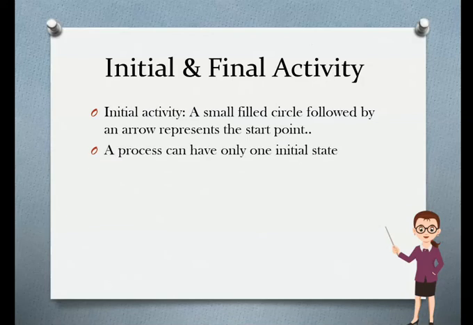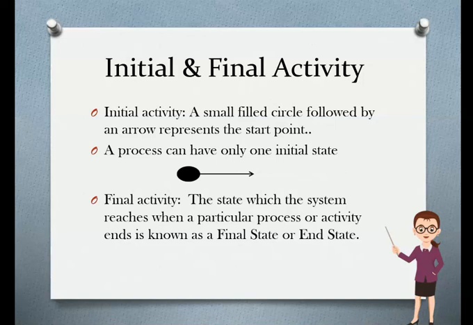A process can have only one initial state. Each and every activity diagram contains only one initial node, whereas it can have multiple final nodes. The initial activity is represented by a filled small circle followed by an arrow. After that arrow, activities like insert card, then receive order, will be added in a sequential manner.